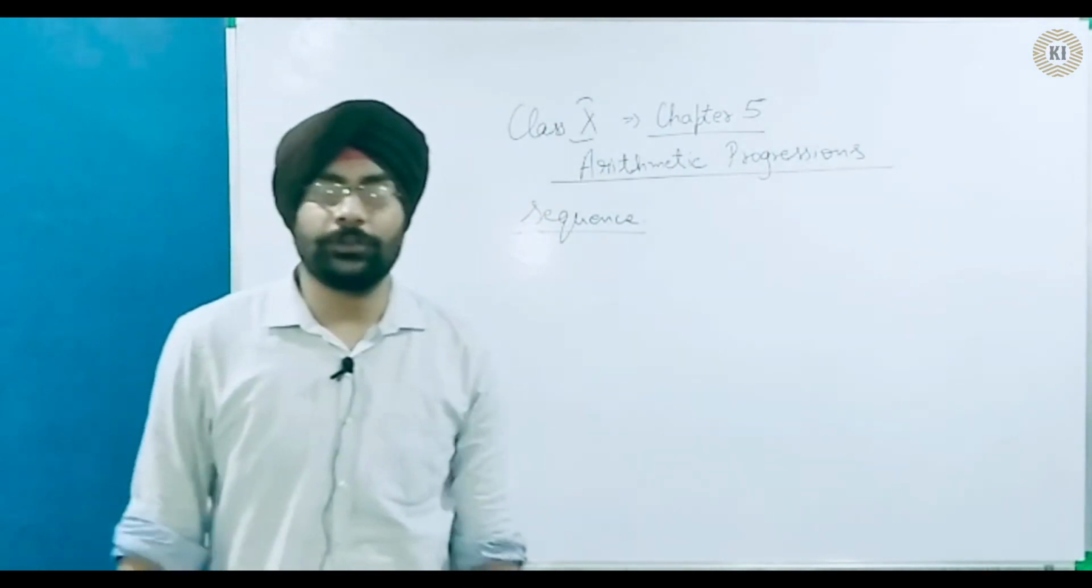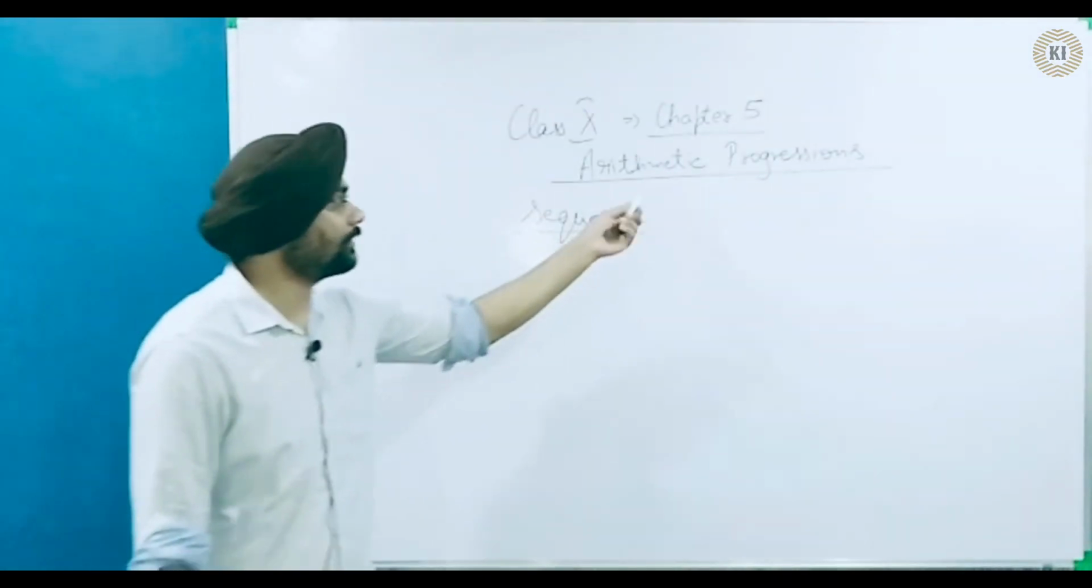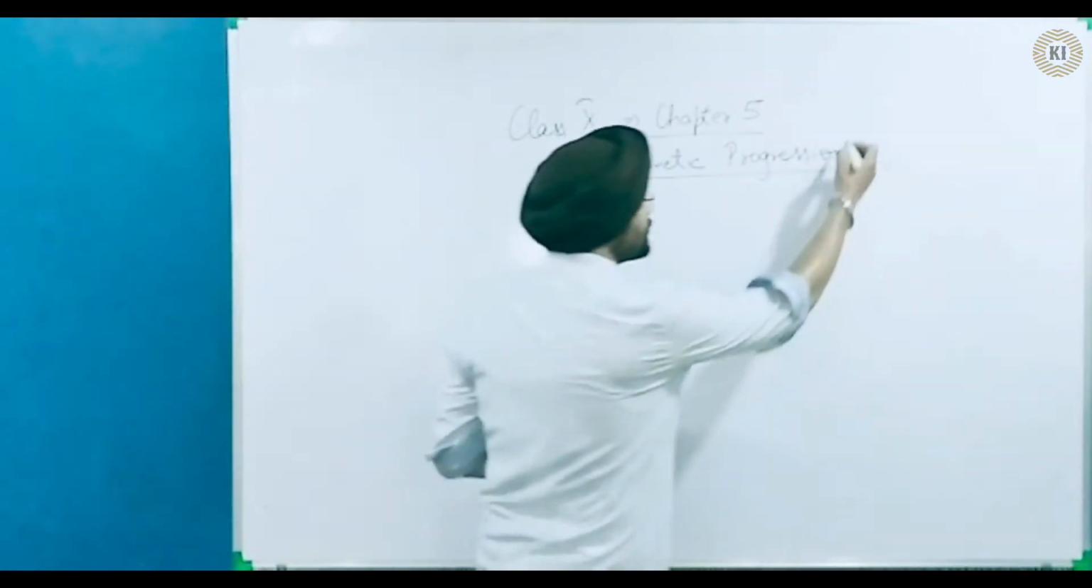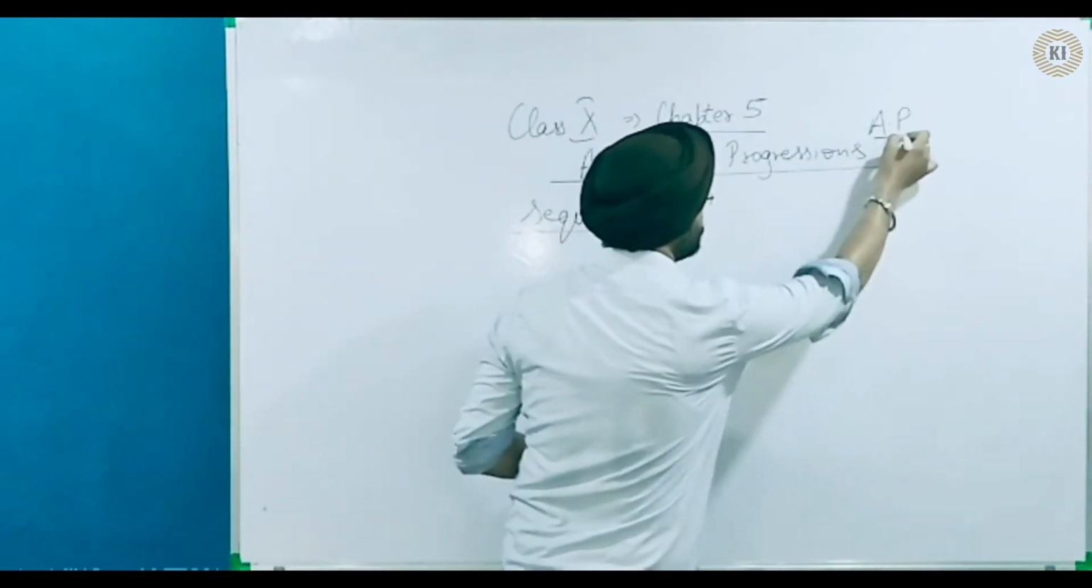Now today I am going to start the fifth chapter for class 10, that is arithmetic progressions. You can name this chapter as AP. In short form, this chapter is known as AP.